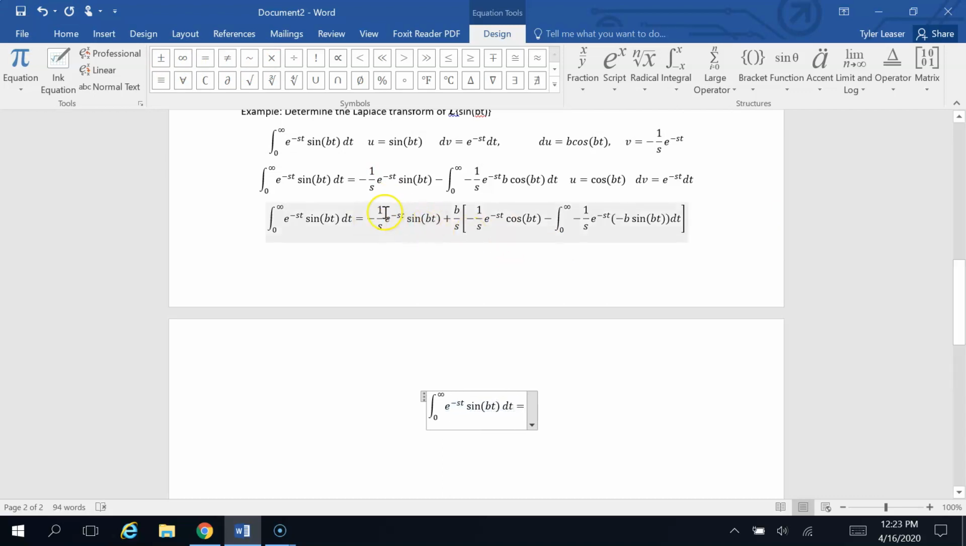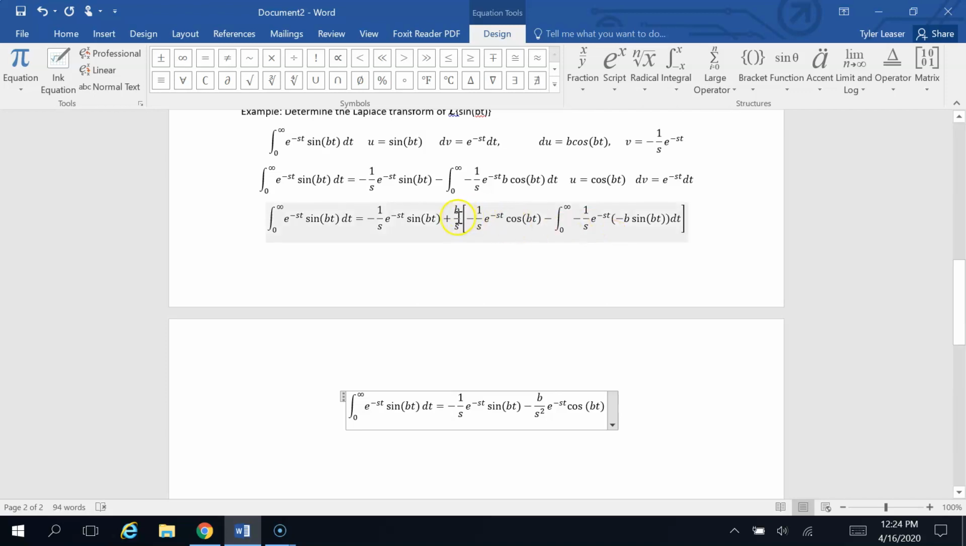This term I'm not going to change either for now, so negative 1 over s, e to the negative st, sine of bt. Okay, I'm going to distribute the b over s onto these two terms. So b over s times negative 1 over s is negative b over s squared. We still have the e to the negative st. We still have the cosine of bt.